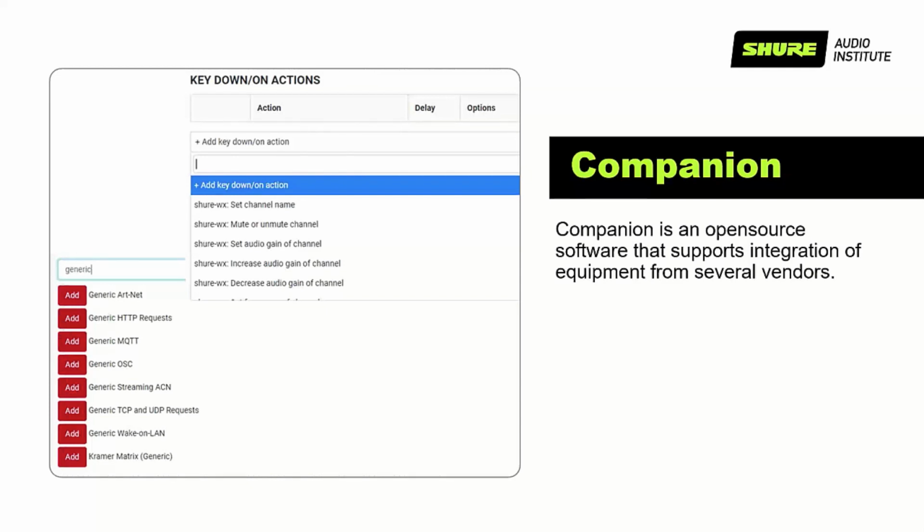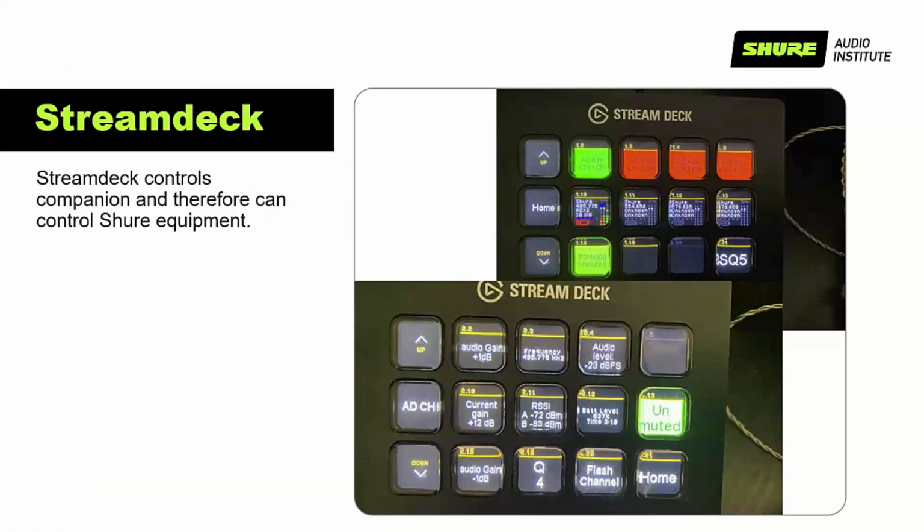Now, Companion is a piece of software, but if you want to actually remote control it from a hardware platform, there is a device called Stream Deck that connects to the Companion software. And this allows you to assign buttons to certain actions. What you see here is, for example, a +1 dB audio gain, a -1, a display of the current gain, the battery level, and so on and so forth. So there's loads of possibilities with this, allowing you to completely customize an interface that you would like.